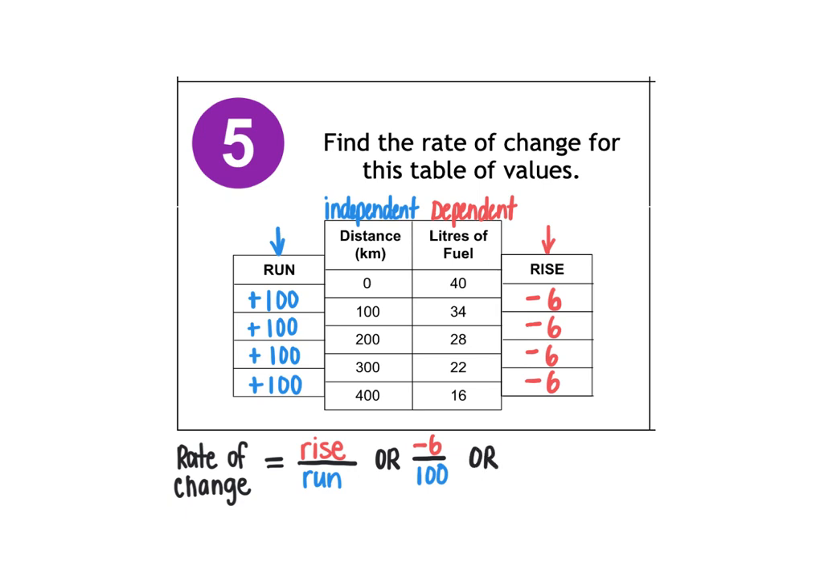When we use our rate of change formula, rate of change equals rise over run, we'll have -6 divided by 100. This, of course, will give us 0.06 liters per kilometer, and that's our rate of change.